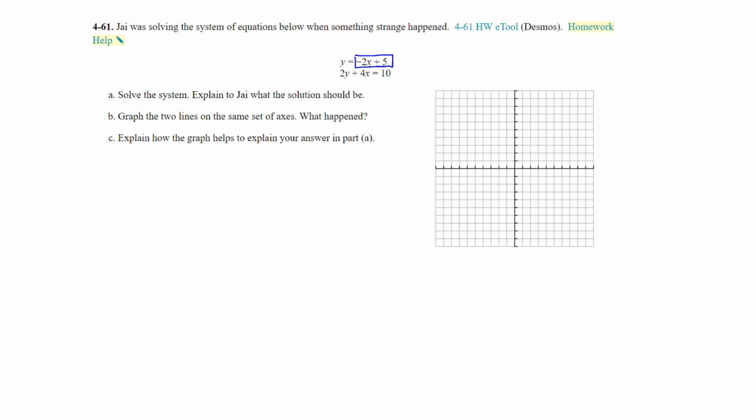We're going to substitute negative 2x plus 5 into the y value of the other equation. So by doing that, we would have 2 times negative 2x plus 5 plus 4x is equal to 10. Go ahead and distribute.